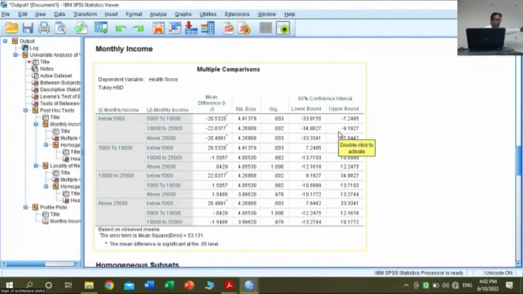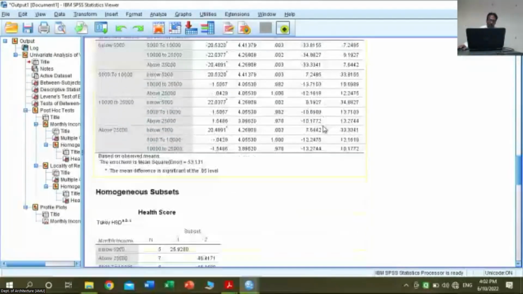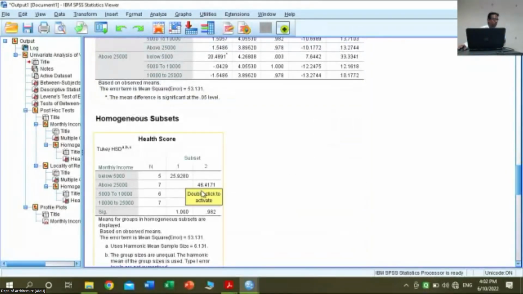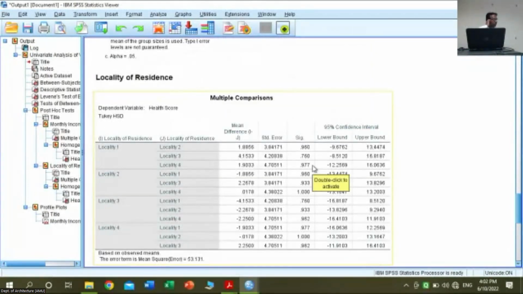Multiple comparison, I already explained how to compare different income groups. So subsets are also formed here. The first group was different from the second, third and fourth, and the second, third and fourth are the same. But when we go for the locality wise comparison, when we compare locality 1 with locality 2, the p value is 0.960, that means the p value is greater than alpha, so locality 1 and locality 2 are the same. Again, if we check locality 1 with locality 3, the p value is 0.760, both are the same. Similarly locality 1 and locality 4 are the same.